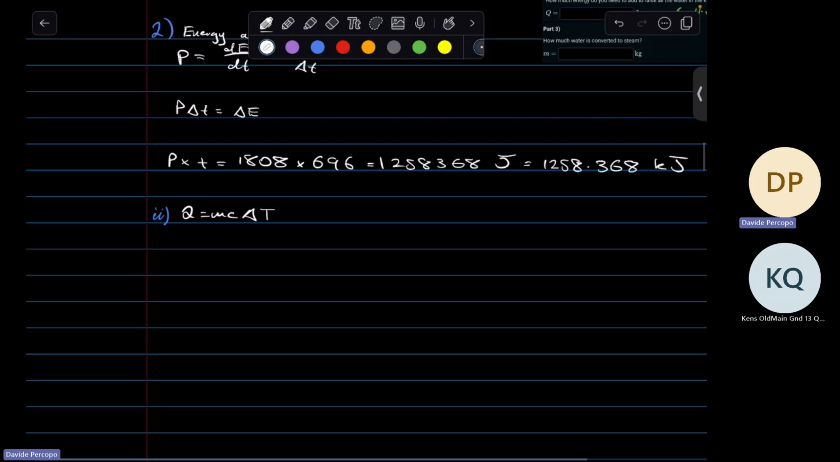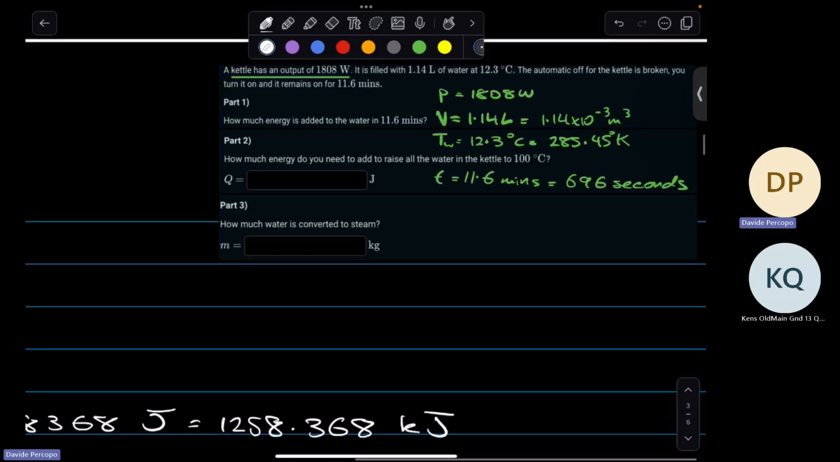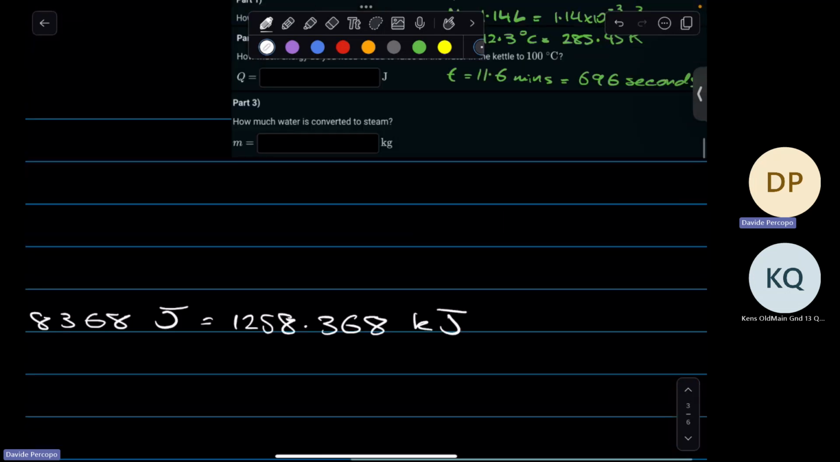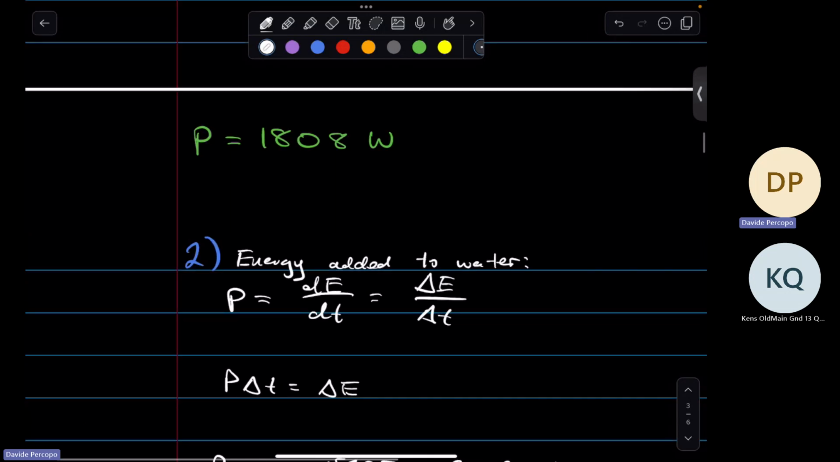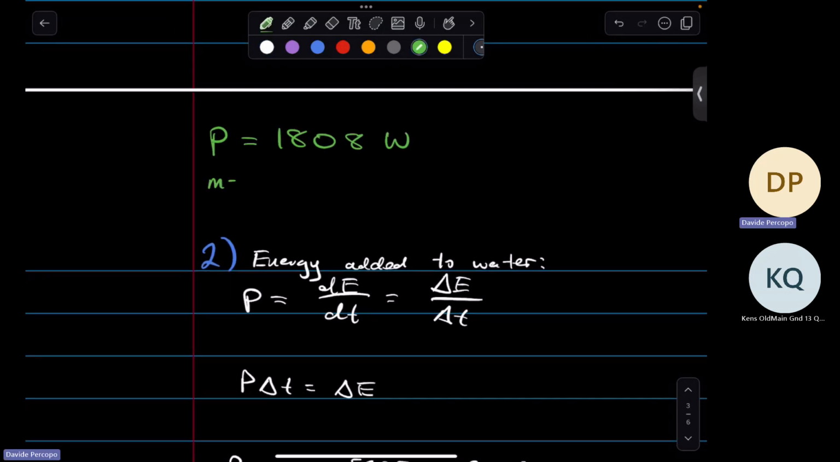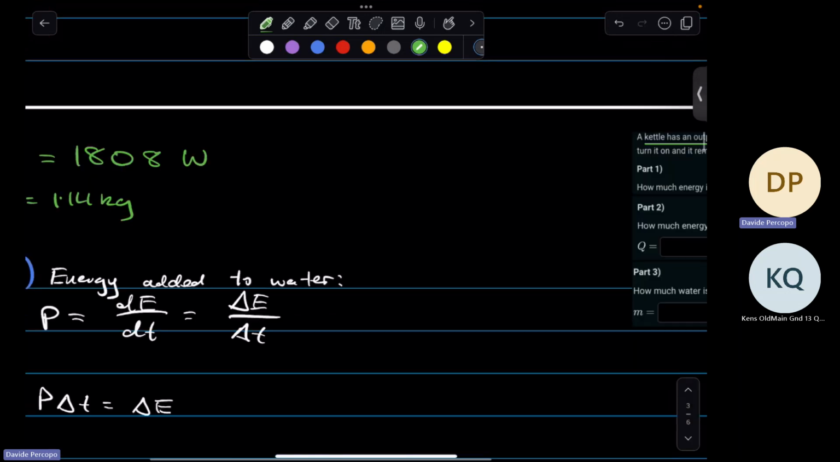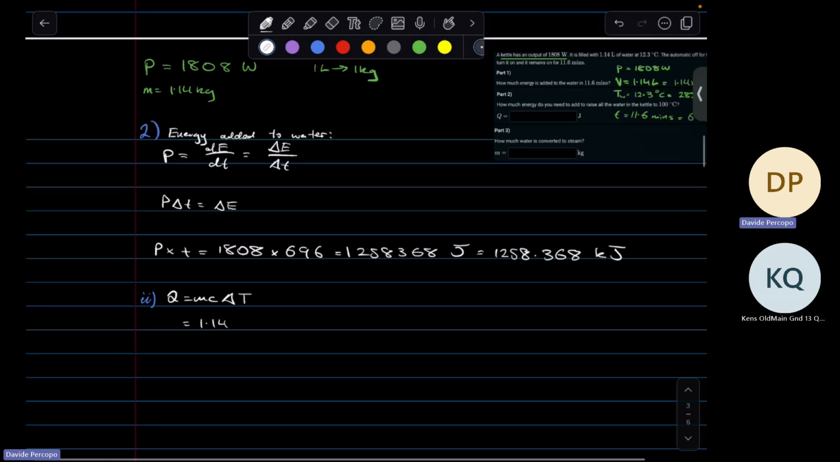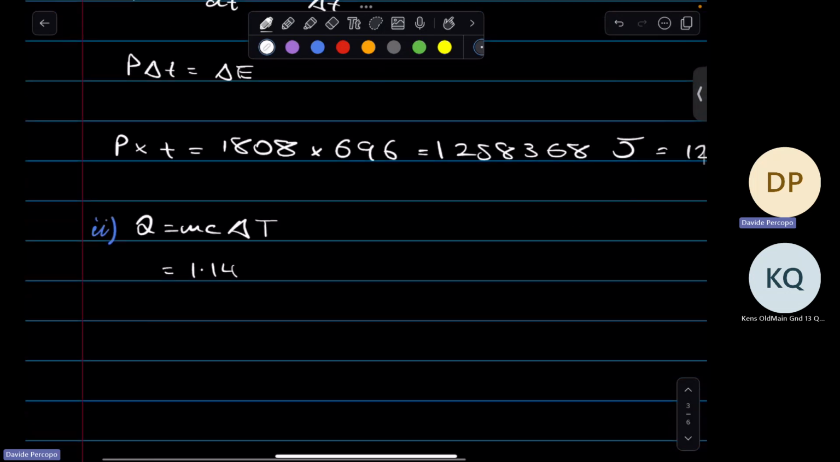Now we know that the mass is 1.14 kilograms, because going back to here, I just go over here, up here. Mass is equal to 1.14 kilograms because 1 liter of water corresponds to 1 kilogram. That's just a standard unit of measure. So we know that there's 1.14 kilograms of water. Specific heat.